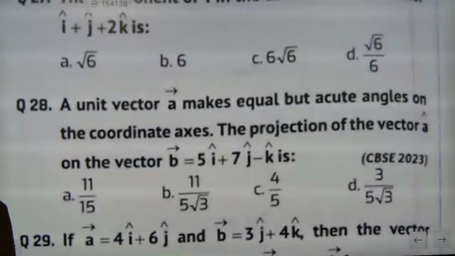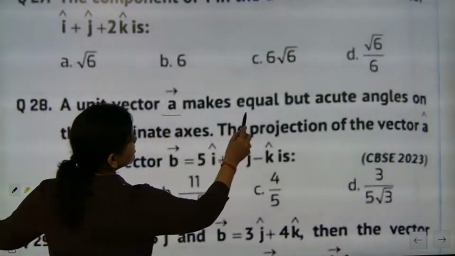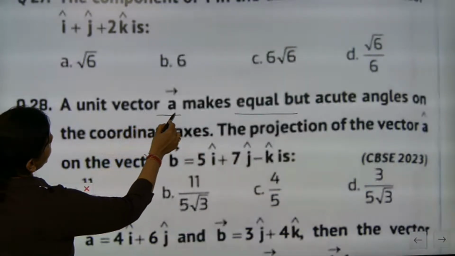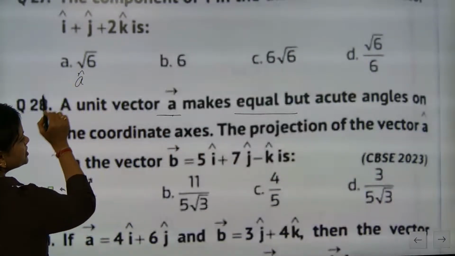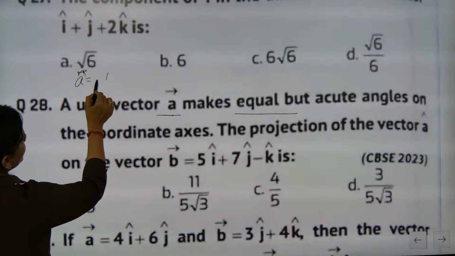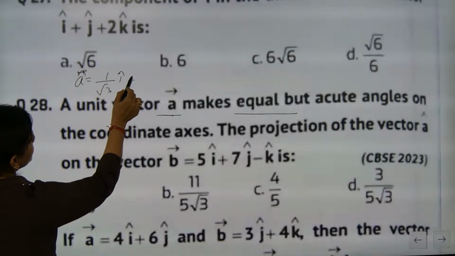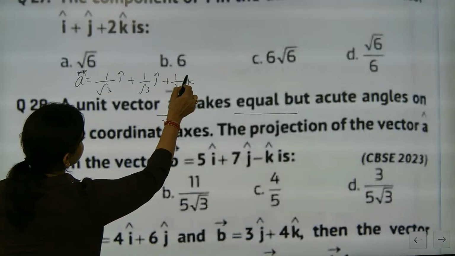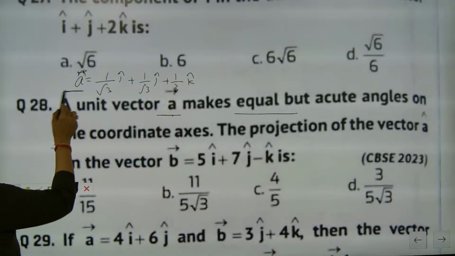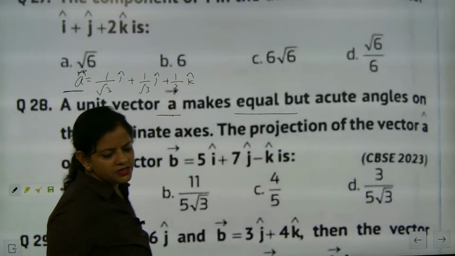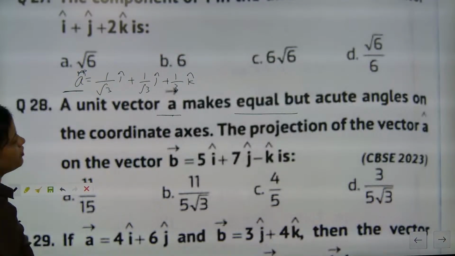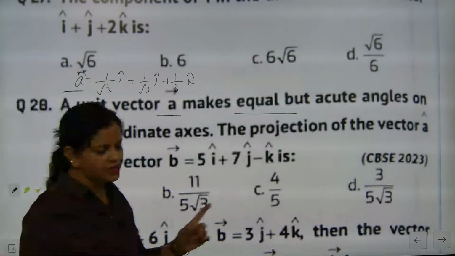See, beta, please understand this part. This question is easy. This makes equal acute angles. So whenever a vector is making acute angles, that means this vector will be magnitude-wise this i cap plus this j cap plus this k cap. This will become so, because it is making equal angles. Equal angle means equal inclination will be there. So it will become 1, 1, 1. That part I have already explained.